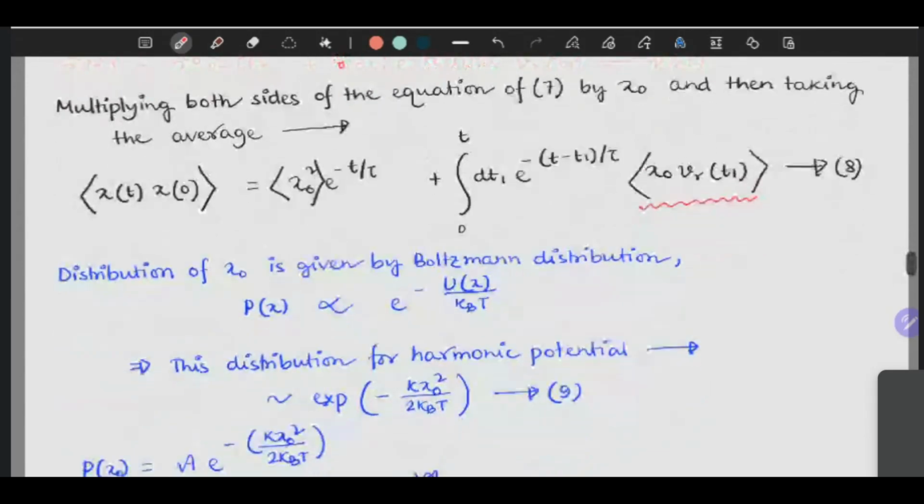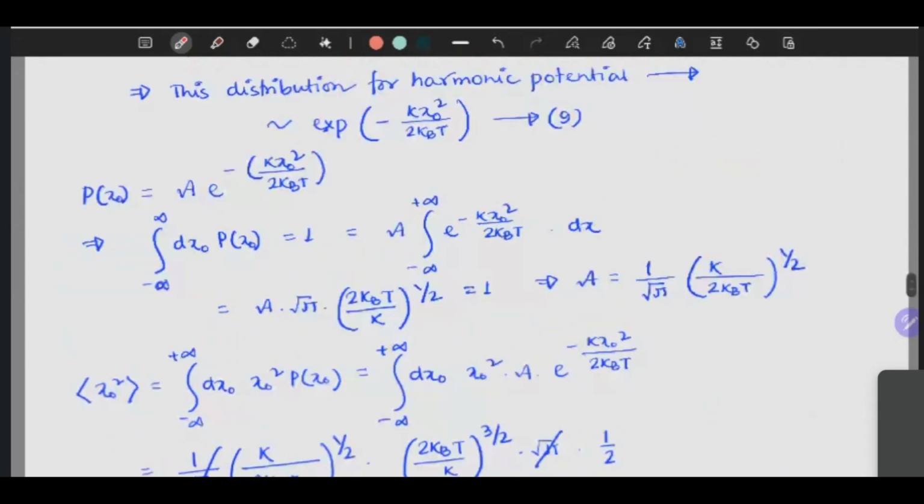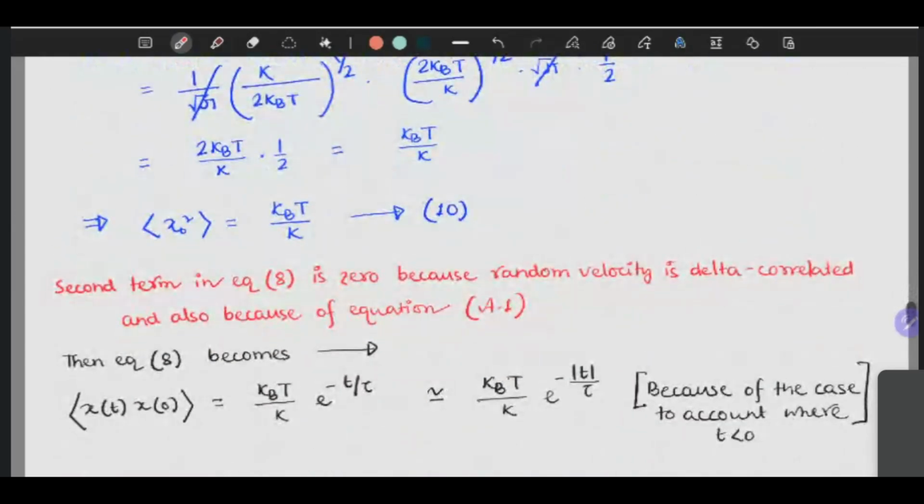And the probability distribution is actually obtained from the Boltzmann distribution, because if you know the potential, you can get the probability distribution, or if you know the probability distribution, you can get a certain term which is varying with x, though not the unique thing. From there we got that x naught square is kBT by k.